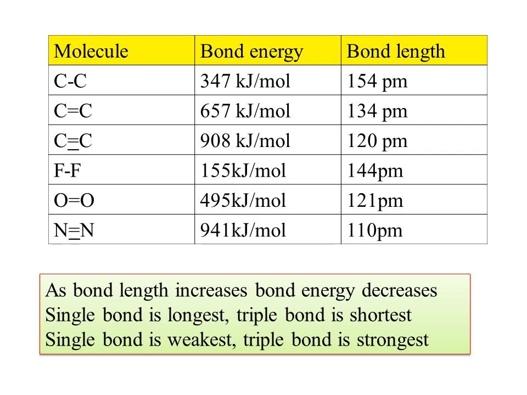So, molecule, bond energy, and bond length. For the C-C single bond, bond energy is 347 and bond length is 154. For the carbon-carbon double bond, bond energy is 657 and bond length is 134. For the C-C triple bond, 908 kilojoules per mole, bond length is 120. Similarly for fluorine, oxygen and nitrogen. This slide is given in order to compare. As the bond length increases, bond energy decreases.